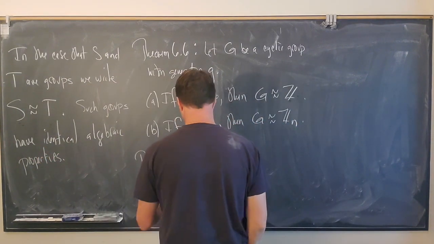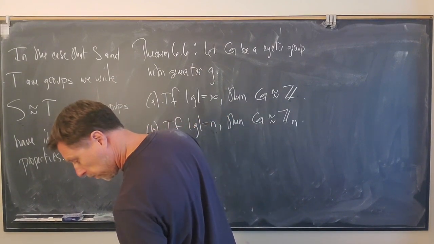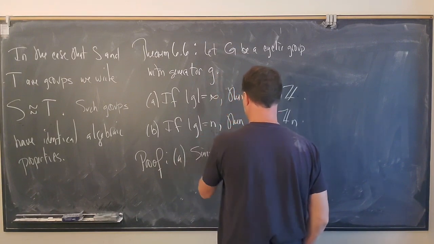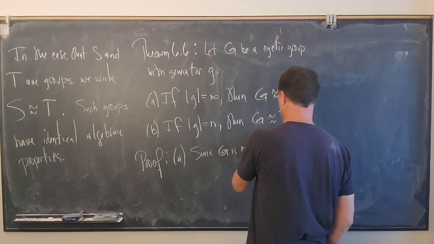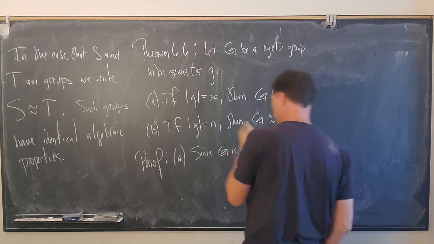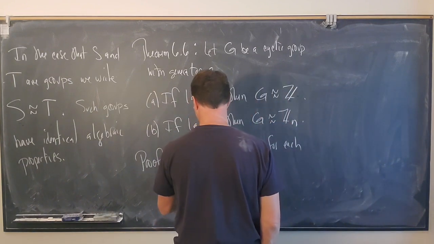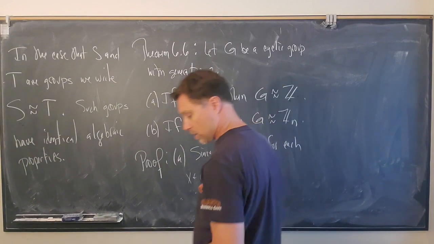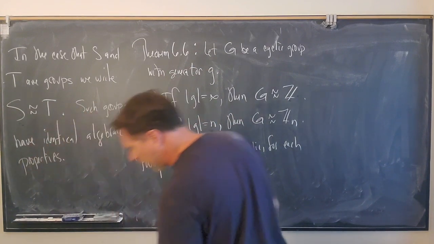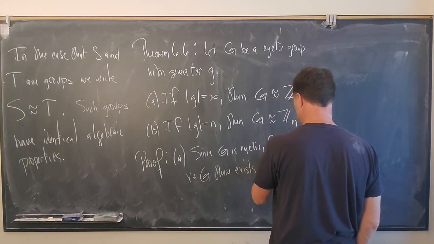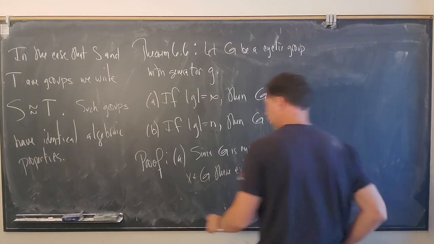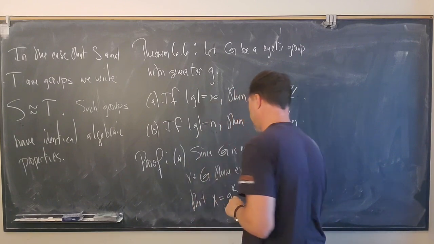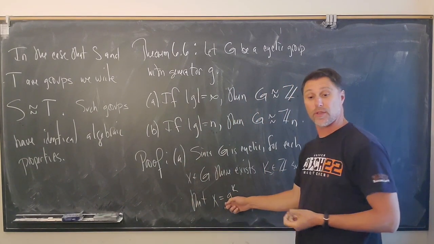So for part A, since G is cyclic, for each x in G, there exists a little k in Z such that x is equal to g to the k. In a cyclic group, all elements are powers of the generator.